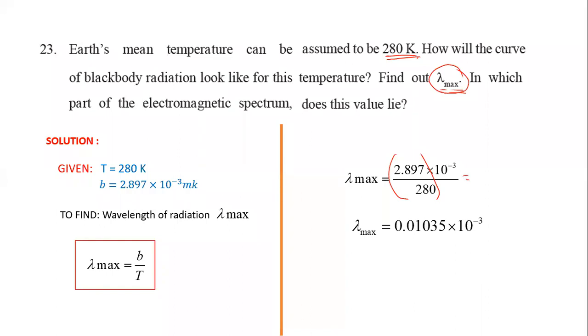Or you can do one thing also. You can write this as 289.7 into 10 raised to minus 5, divided by 280. So this division is coming 1 point something. It is 289 divided by 280. It is very much closer to 1.03 maybe, into 10 raised to minus 5. So this is the answer.